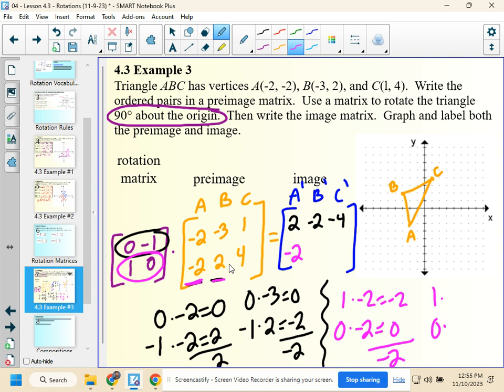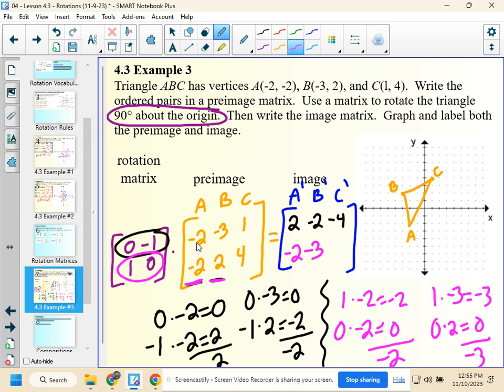I'm going to slide it over, and now I'm going to multiply this -3, and I'm going to multiply that 2. I'm going to get -3. I'm going to get 0. I'm going to add them together to get -3. Now I think I can figure out what's going on.